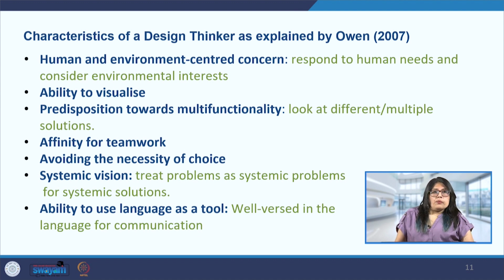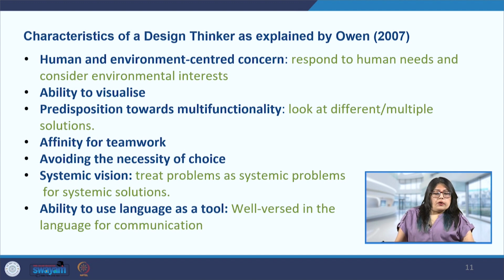There are several points mentioned here which will aid in becoming a better design thinker to solve problems, because that is the main challenge that we are looking at. Now the first point he mentions is human and environment centered concern.